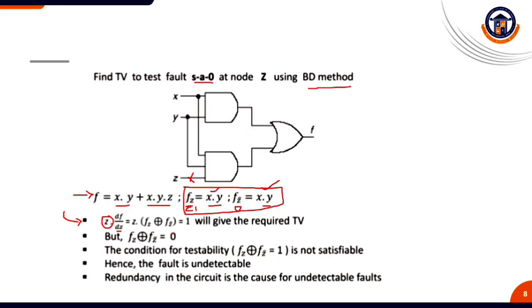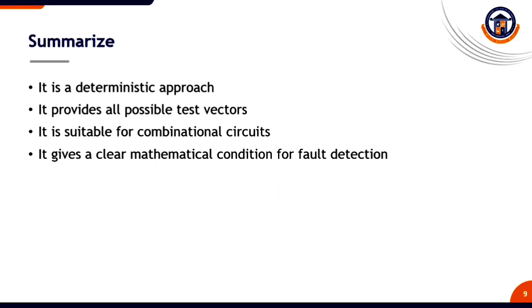So here fz XOR fz bar equal to 0. The condition for testability is not satisfiable, so the fault is undetectable. The redundancy in the circuit is the cause for the undetectable faults. Through this example, we understand the concept of detectable and undetectable faults using the Boolean difference method.